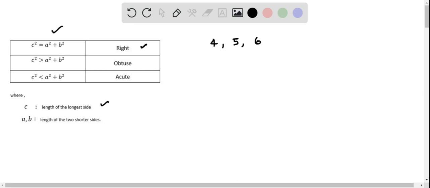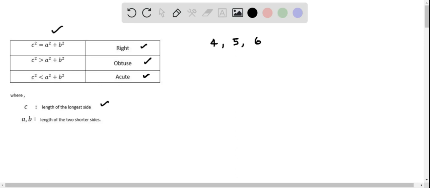Or if C squared is greater than A squared plus B squared, then it is an obtuse triangle. Or if C squared is less than A squared plus B squared, then it is considered to be an acute triangle. So we will have to calculate C squared first, as well as A squared plus B squared, and then compare the result. And based on the comparison, we will decide whether it is a right, obtuse, or acute triangle.